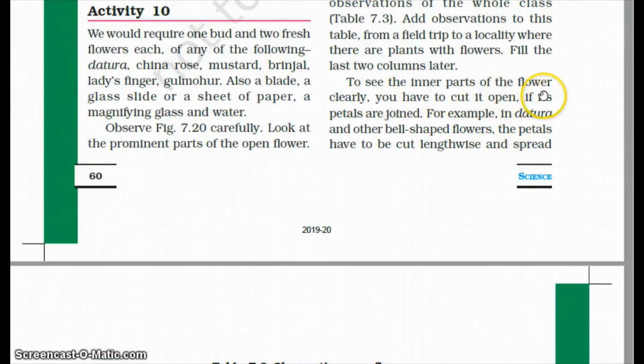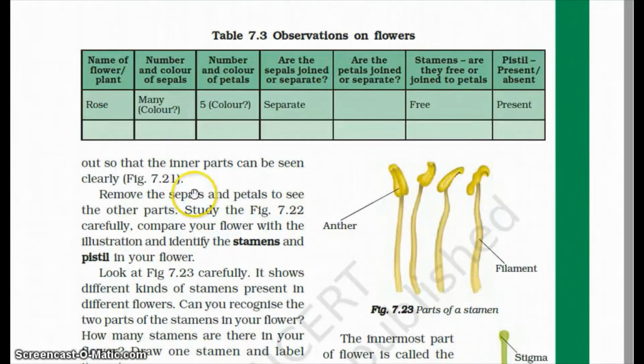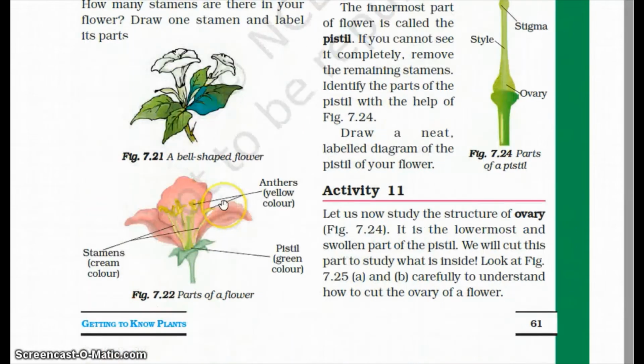To see the inner parts of a flower clearly, you have to cut it open if its petals are joined. For example, in Dhatura and other bell-shaped flowers, the petals have to be cut lengthwise and spread so that the inner parts can be seen clearly. The figure is 7.21. This is a bell-shaped flower. I have already shown you the bell-shaped flower, and if we want to observe the female and male reproductive parts, we have to cut it open.